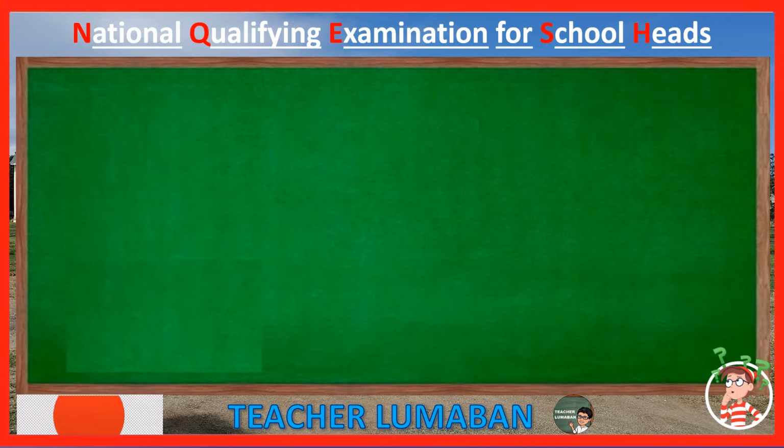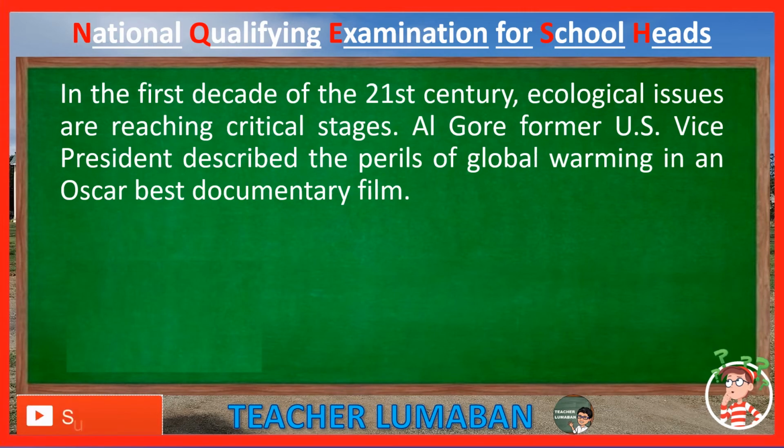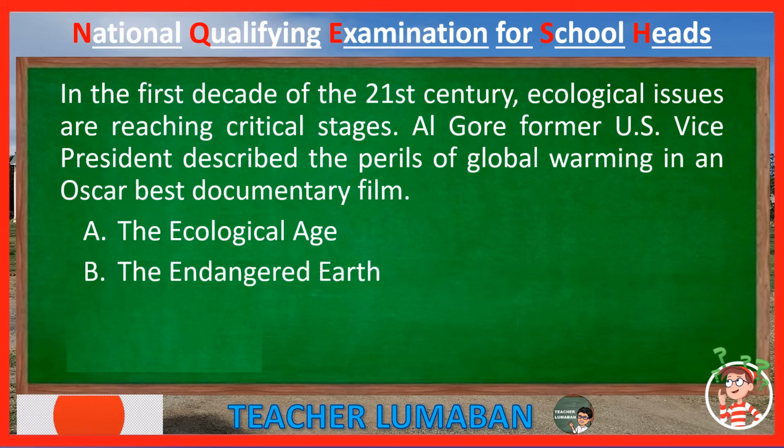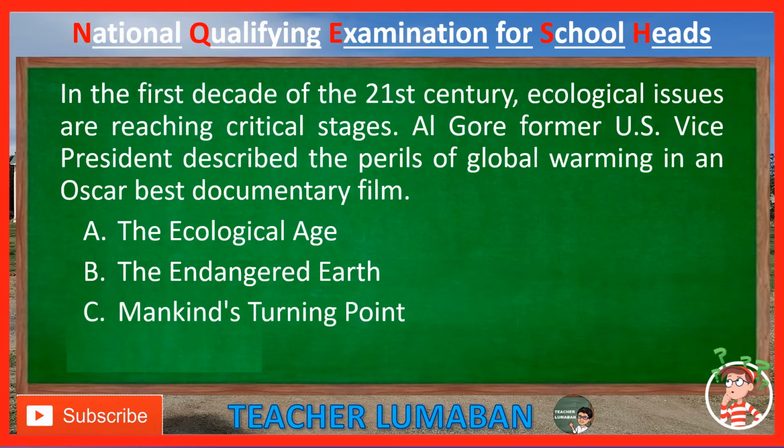In the first decade of the 21st century, ecological issues are reaching critical stages. Al Gore, former U.S. Vice President, described the perils of global warming in an Oscar Best documentary film. Letter A, the ecological age. Letter B, the endangered Earth. Letter C, mankind's turning point. Letter D, the day after tomorrow.